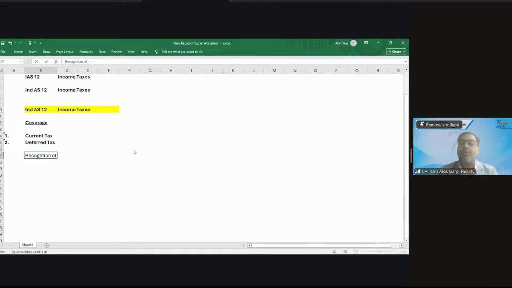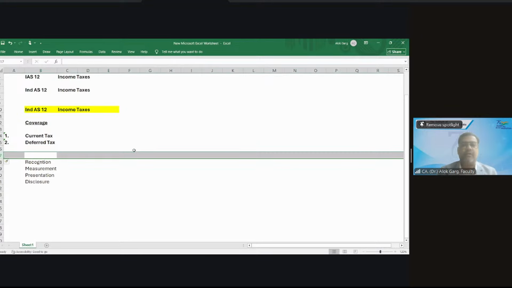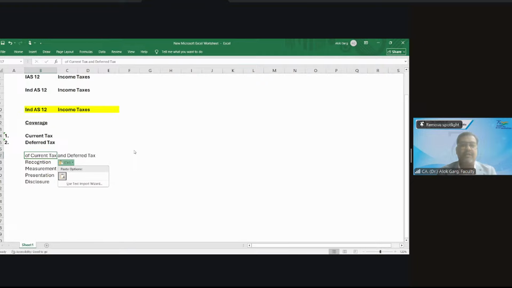of current tax and deferred tax, right? Recognition. Measurement. Then presentation. Then disclosure, right? So we are going to cover these aspects of current tax and deferred tax. What aspects? Recognition, measurement, presentation, and disclosure.